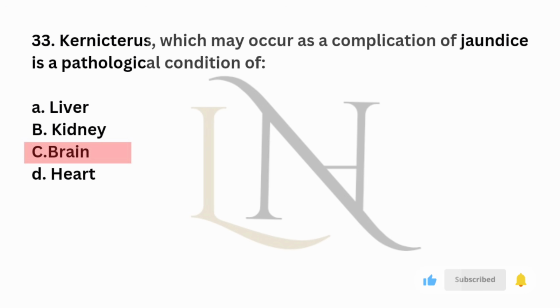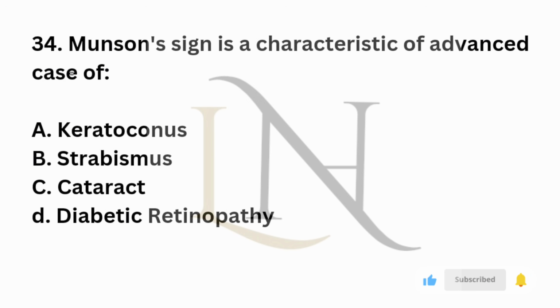There are two types of jaundice: pathological jaundice and physiological jaundice. Pathological jaundice occurs within 24 hours after birth, and physiological jaundice after 24 hours of birth.